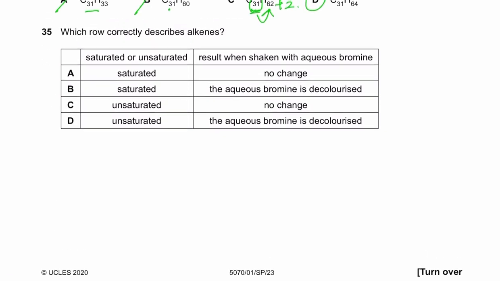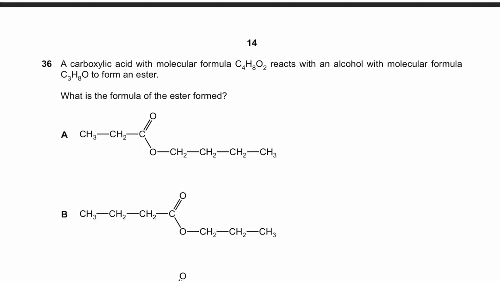Which row correctly describes alkenes? Alkenes are unsaturated hydrocarbons, and that's how we learned all the reactions, because they had the double bond, which meant unsaturated. D and A and B are wrong. And the result when aqueous bromine is added, they decolorize the aqueous bromine, right? Because the bromine, actually Br2 aqueous, which is orange, reacts with the double bond and it forms a colorless solution, right? So the aqueous bromine is decolorized. That's why D is the right option.